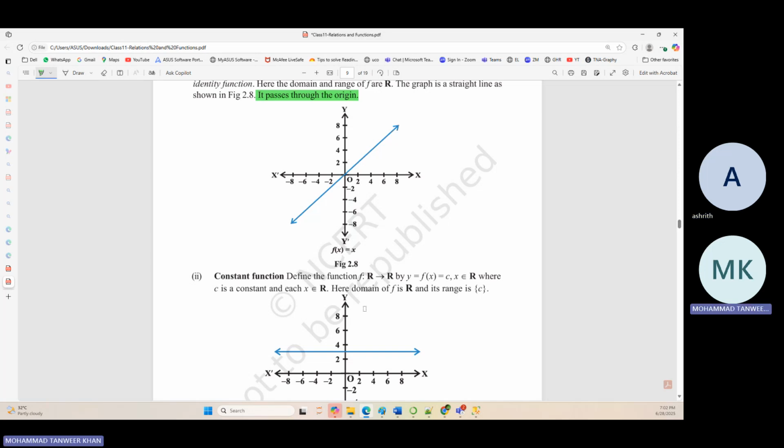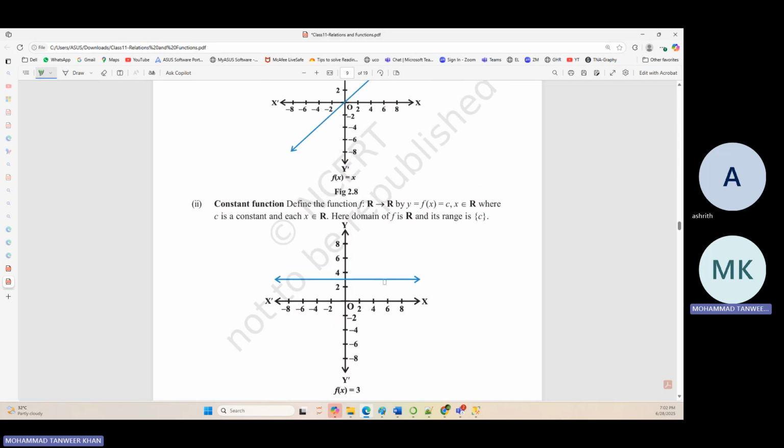But the constant function, how much angle is it making with the x-axis? Zero angle. If anything is parallel, it means it is not making any angle. It is zero. How much angle is it making with the y-axis? With the y-axis it makes 90. Very good. Understood? Yes, sir.